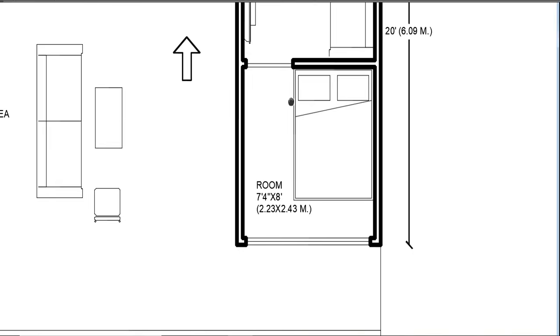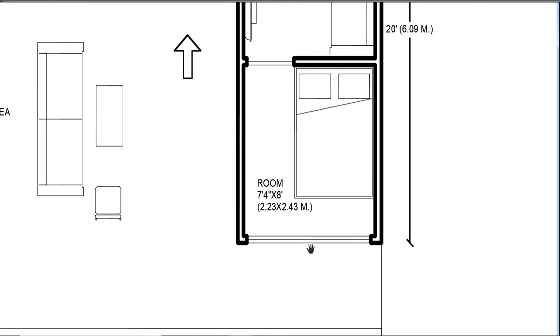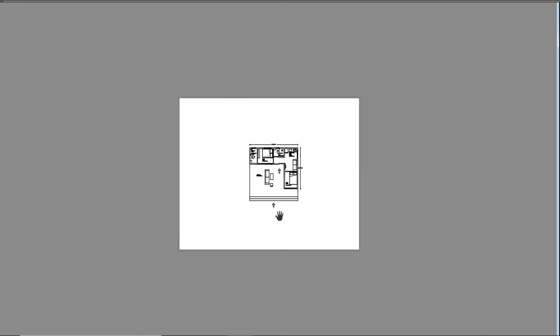So we have bedroom number 2 here. You can see here the bed arrangement and a large size glass panel for light and ventilation purpose of this room. So this is the floor plan of the house you are watching on the screen.